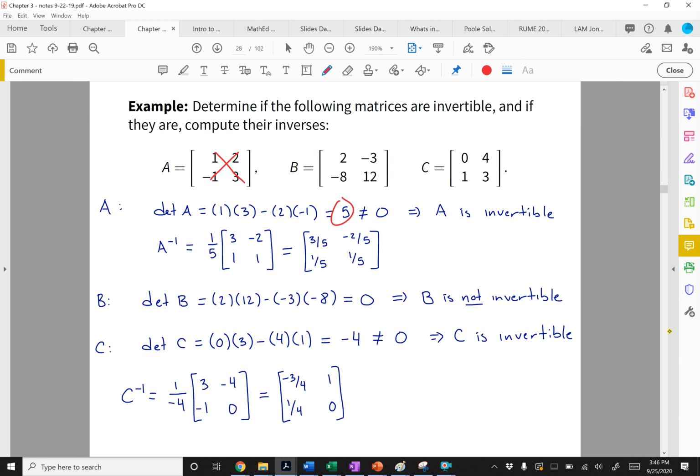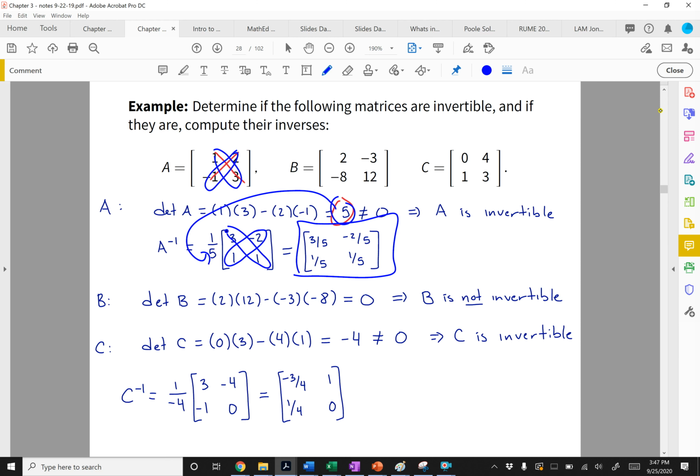We take the R1 and R3, and notice that we've changed the order of those on that diagonal, and then we changed the sign on that diagonal, and then we divided by our determinant, which was 5. So that's where we get that matrix.